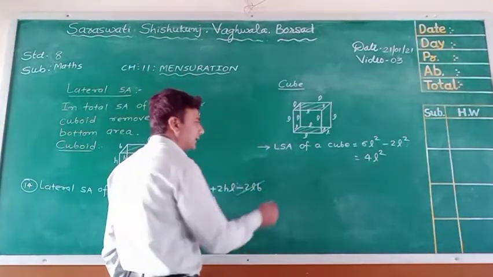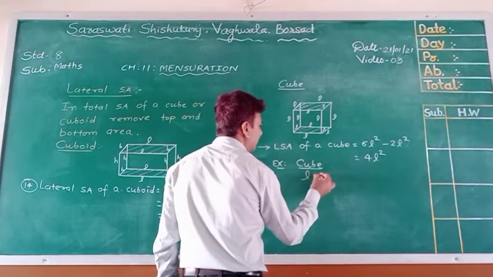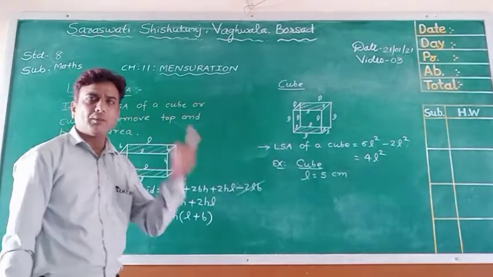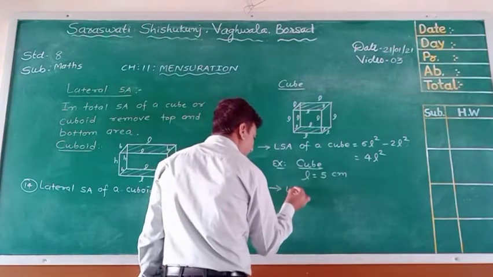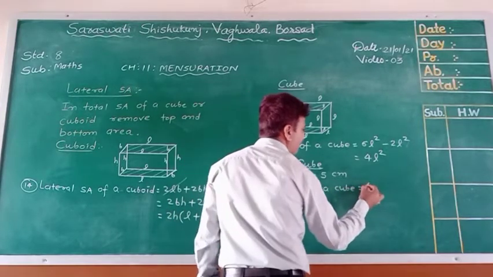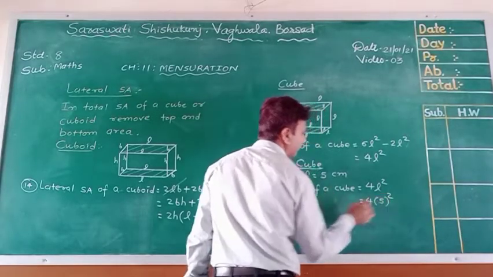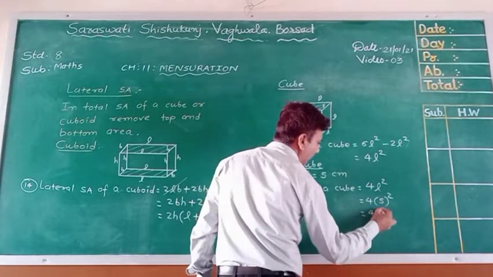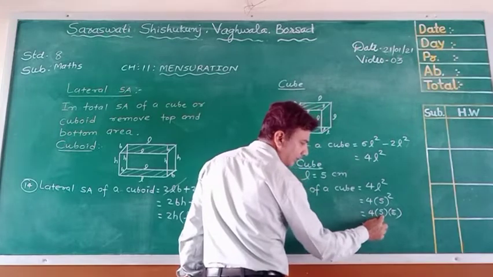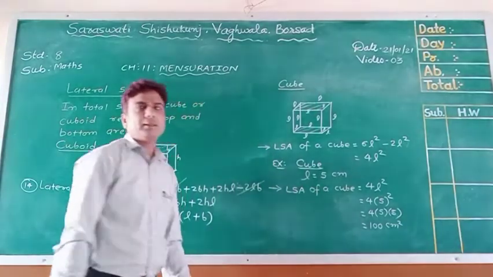Now let's take one example. Suppose in a cube shape, the length is given as 5 centimeter. Find its lateral surface area, meaning only 4 walls. So the lateral surface area of a cube equals 4L square, and this is 5 square. The length is already given, it is 5. 5 times 5 is 25. 25 times 4 is 100 centimeters square. Is it clear, beta?